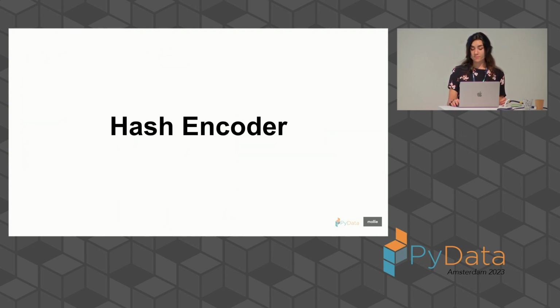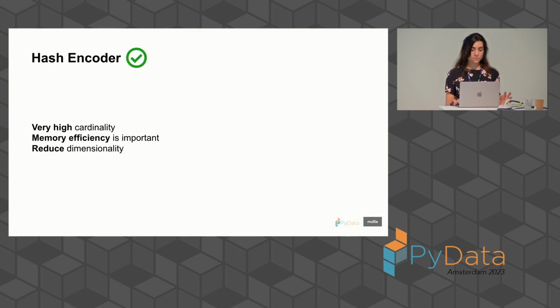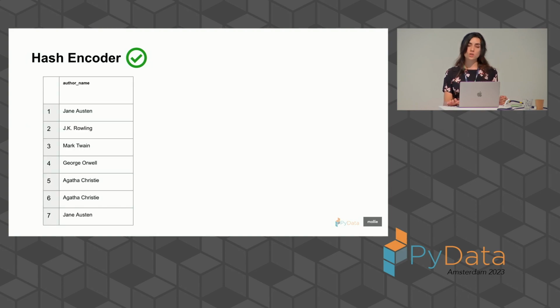Hash encoder. Hash encoder is about applying a hash function to create hash buckets. So again, we're bucketing it, but in a different way. Why it's different, we'll see now. So first of all, when it's good to use is when we have very high cardinality. Hash encoder is quite nice when you have to be memory efficient, and when we want to reduce the dimensionality of the data. A good example for this is author names.